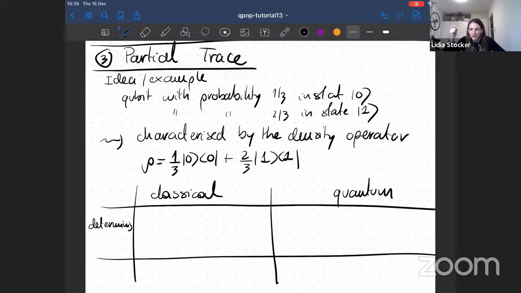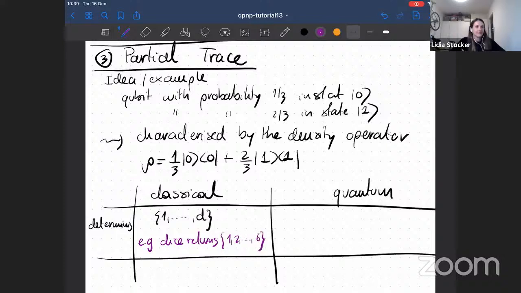This dice, we know that it has 6 possible states. So in general, 1 to D. So here, as an example, a dice returns 1 to 6.